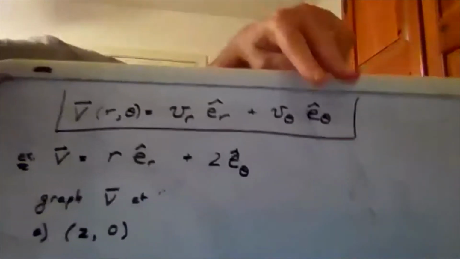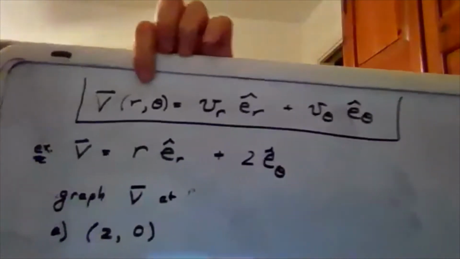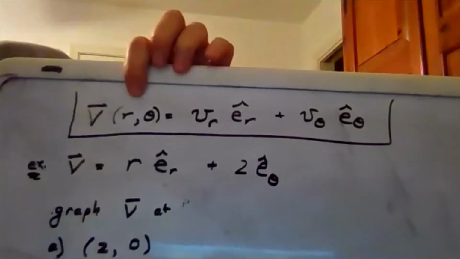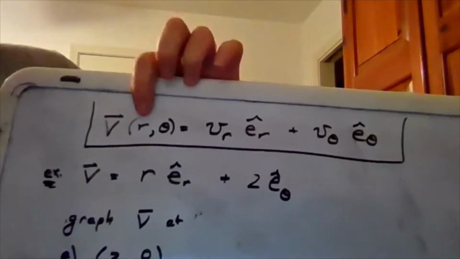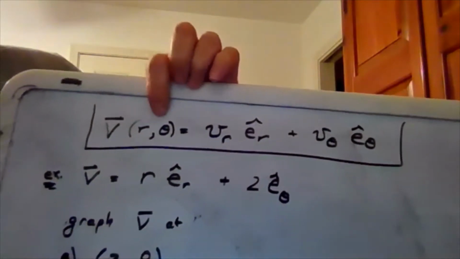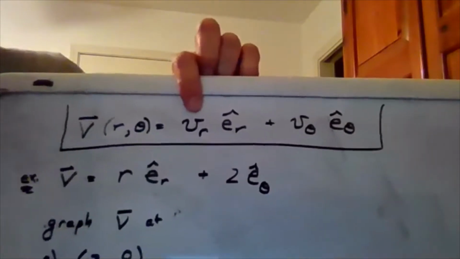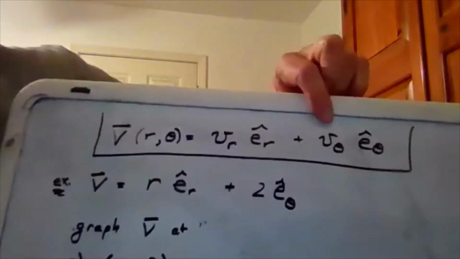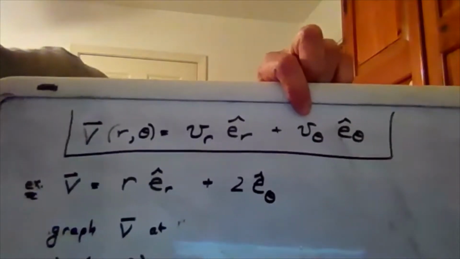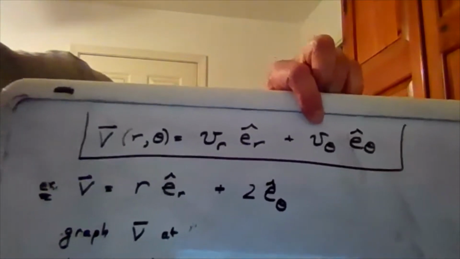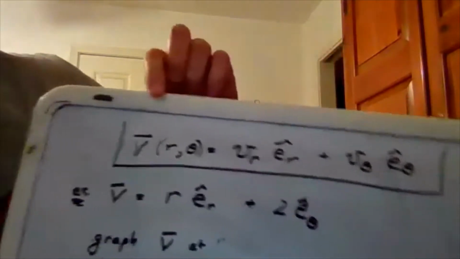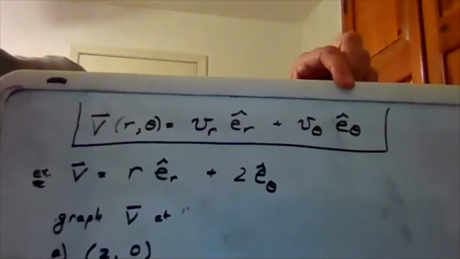All right, what we want to do is velocity vectors. We're just going to stick with 2 dimensions, so I would encourage you to write this down. Okay, we're going to work with velocity vectors at any point in the plane, at some point r theta, and the velocity vector is going to have a velocity in the radial direction, plus a velocity in the tangential or theta direction, e theta.